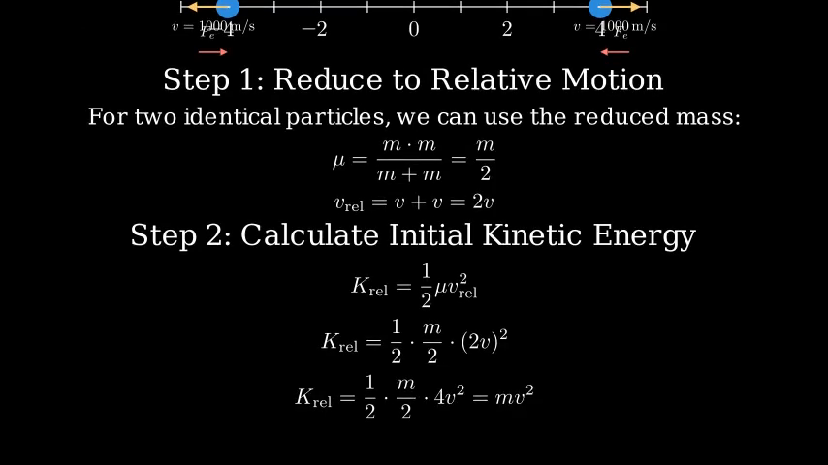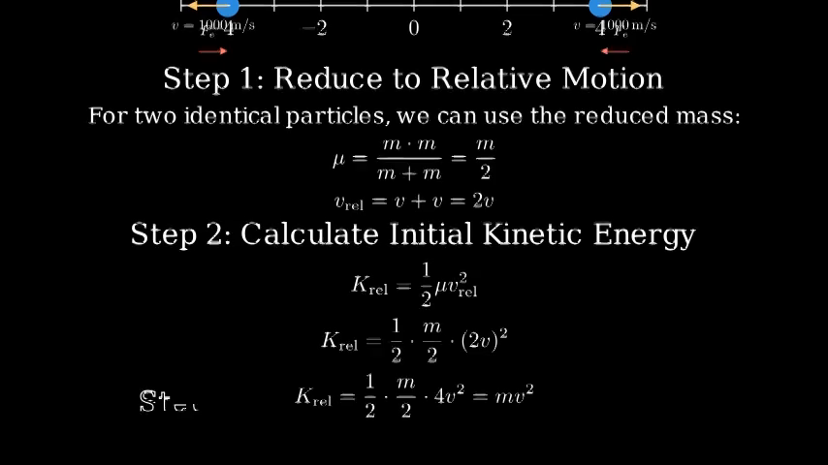Step 3. Now we need to determine the electrostatic potential energy at the closest approach. According to Coulomb's law, two charges e separated by distance r have potential energy U equals 1/4 pi times epsilon naught times e squared over r. Since both particles are electrons with the same negative charge, they repel each other, creating a positive potential energy.